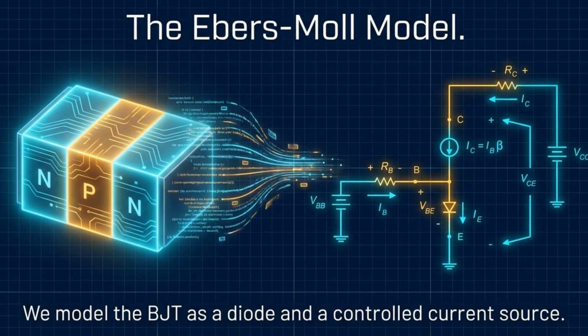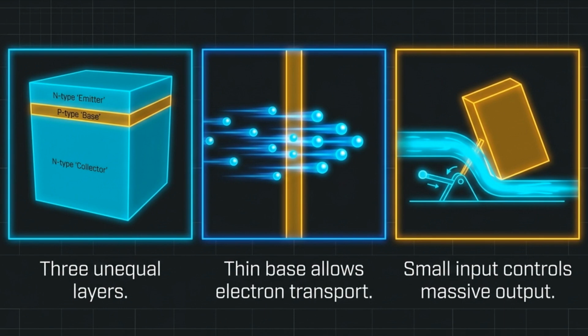The Ebers-Moll model provides a way to mathematically represent this, treating the BJT as a combination of a diode and a controlled current source. To summarize, the BJT uses three unequal layers, a thin base for transport, and uses a small input to control a massive output.